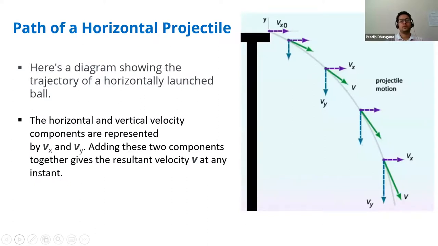Path of a horizontal projectile. Here is a diagram showing the trajectory of a horizontally launched ball. At any point of the trajectory, we can find the horizontal and vertical components. The horizontal component is represented as Vx, and the vertical component is represented as Vy. V is the resultant velocity.